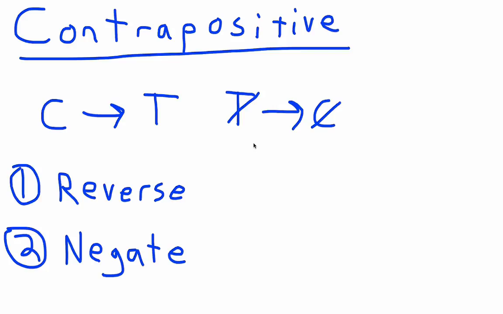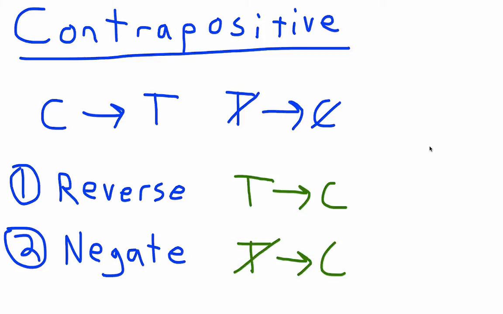Step 1, reverse. We take C arrow T and you draw it as T arrow C. Step 2, negate. This is another kind of fancy word, but it's not hard. It just means put a line through it. So T arrow C, and then you put a line through both terms. That's all. And you now know 95% of everything there is to know about the contrapositive. It's that simple. You take a statement and you negate it.